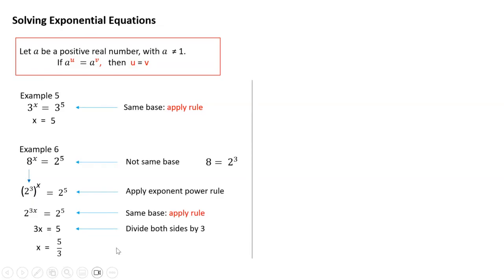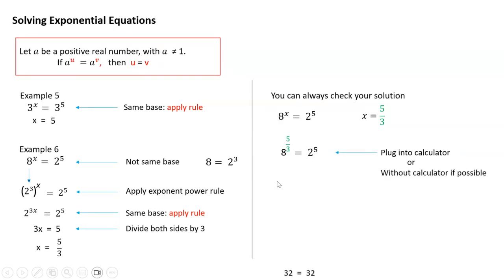And you can always check your work. For example, I'm going to plug in 5/3 right where the x is. Now, if you want, you can put this in a calculator. 8 to the power of 5/3 equals 2 to the 5th power. You should get something like 32 equals 32, so I know that's correct.